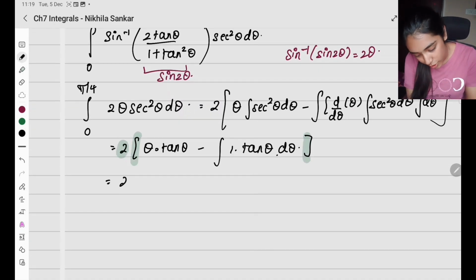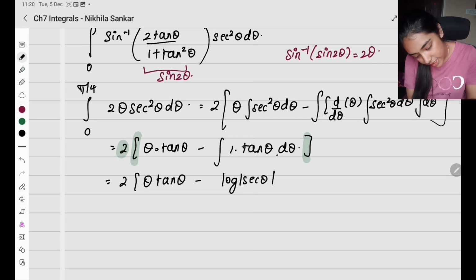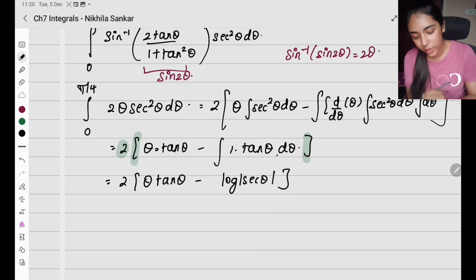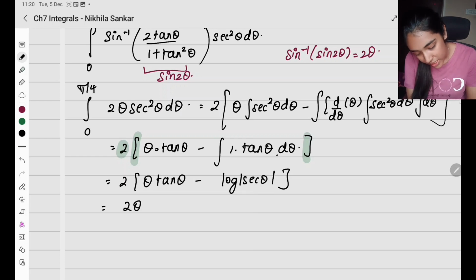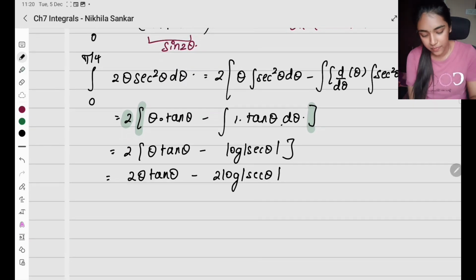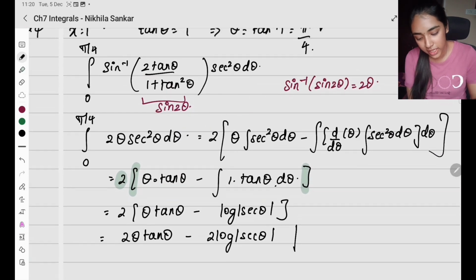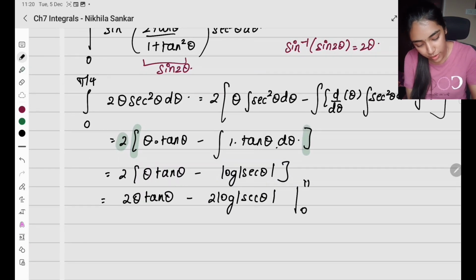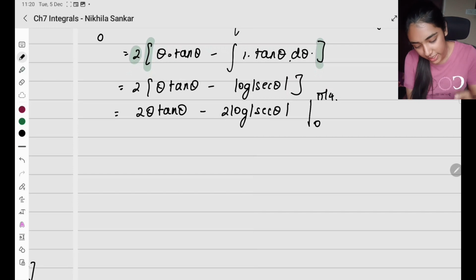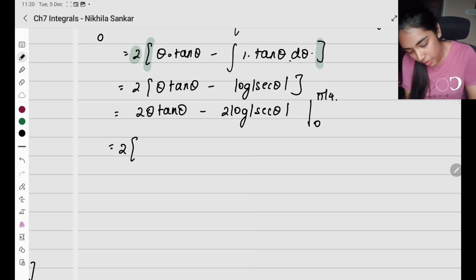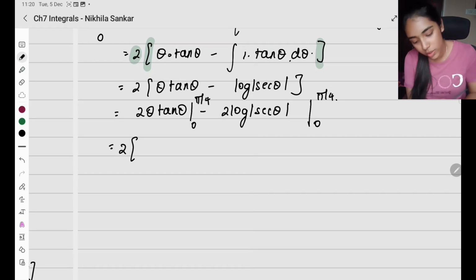Okay? So this is going to be 2 times theta tan theta minus log mod secant theta. Close bracket. Now, when I open the bracket, I can multiply the 2 inside. So multiplying the 2, I have 2 theta times tan theta minus 2 log mod secant theta. I need to apply the limits now. Now, what limit? 0 to pi by 4. 0 to pi by 4. So when I apply that, I have 2 times, I apply the terms. So, 0 to pi by 4 and 0 to pi by 4.